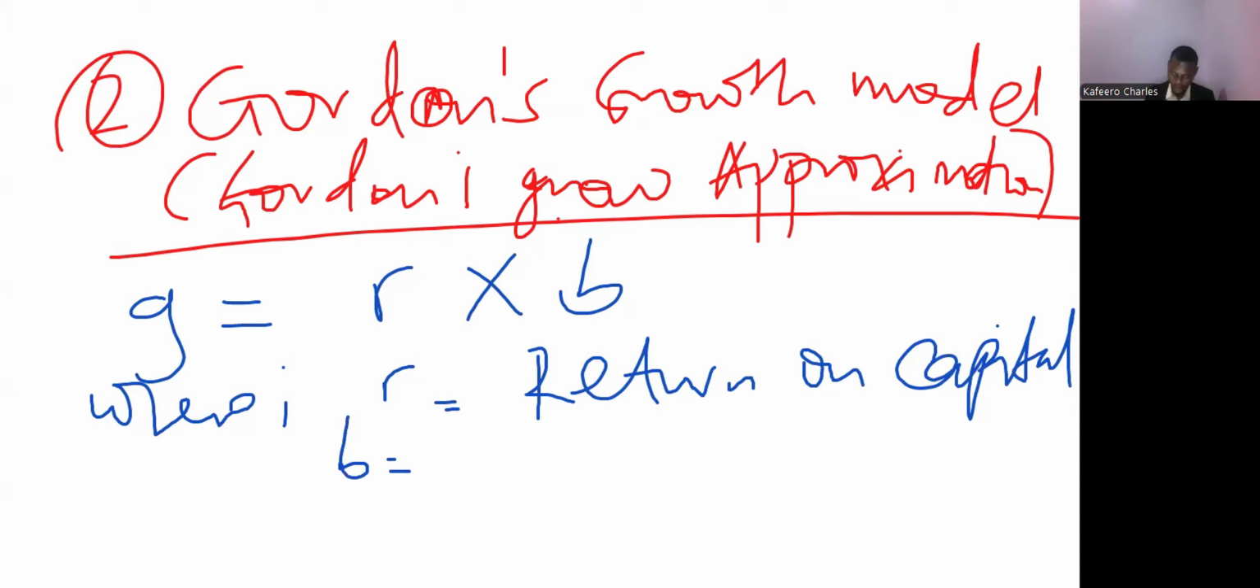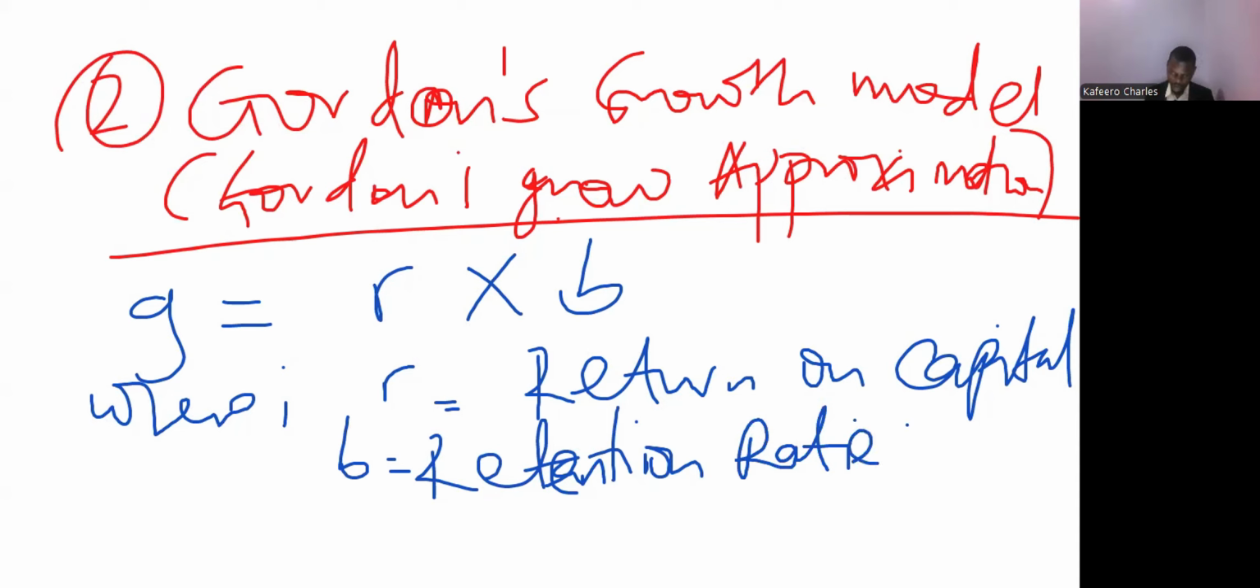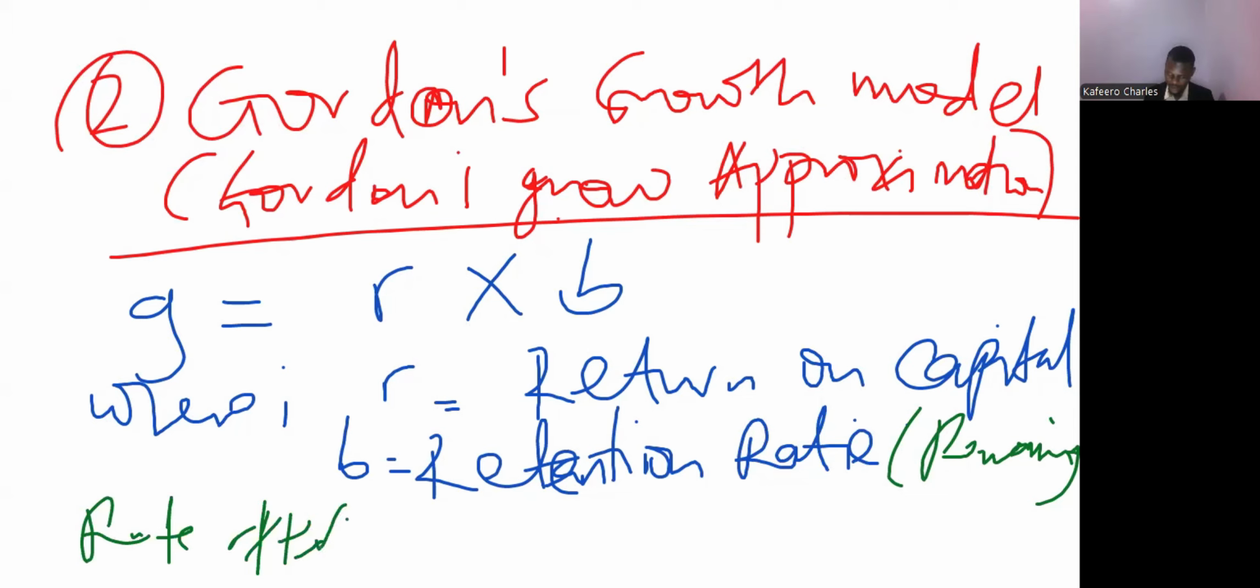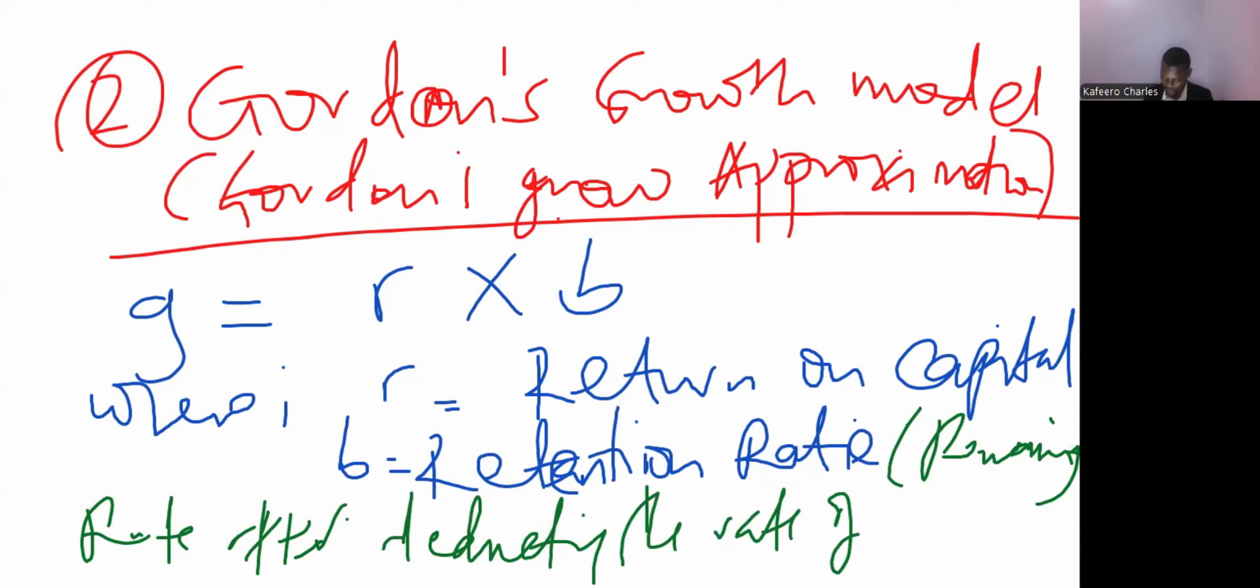Then B is now the retention rate. Now the retention rate means the remaining rate, or what we have retained, after deducting taxes and after deducting the rate of dividend.